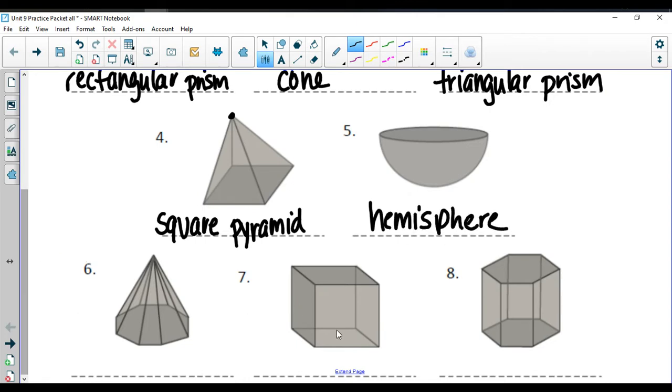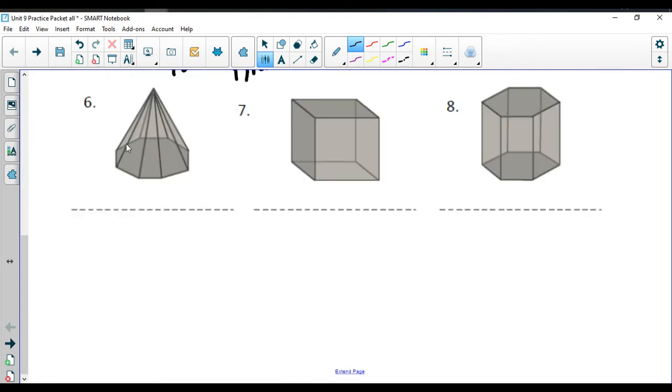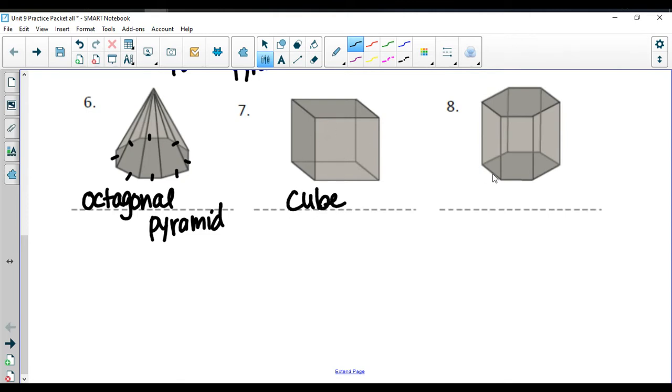Question number 6, we see a pyramid here, and we have to take a look at the base. The base has 1, 2, 3, 4, 5, 6, 7, 8 sides. So because it has 8 sides, we call it an octagonal pyramid. In question number 7, we have squares making up all the sides of this, so this is called a cube.